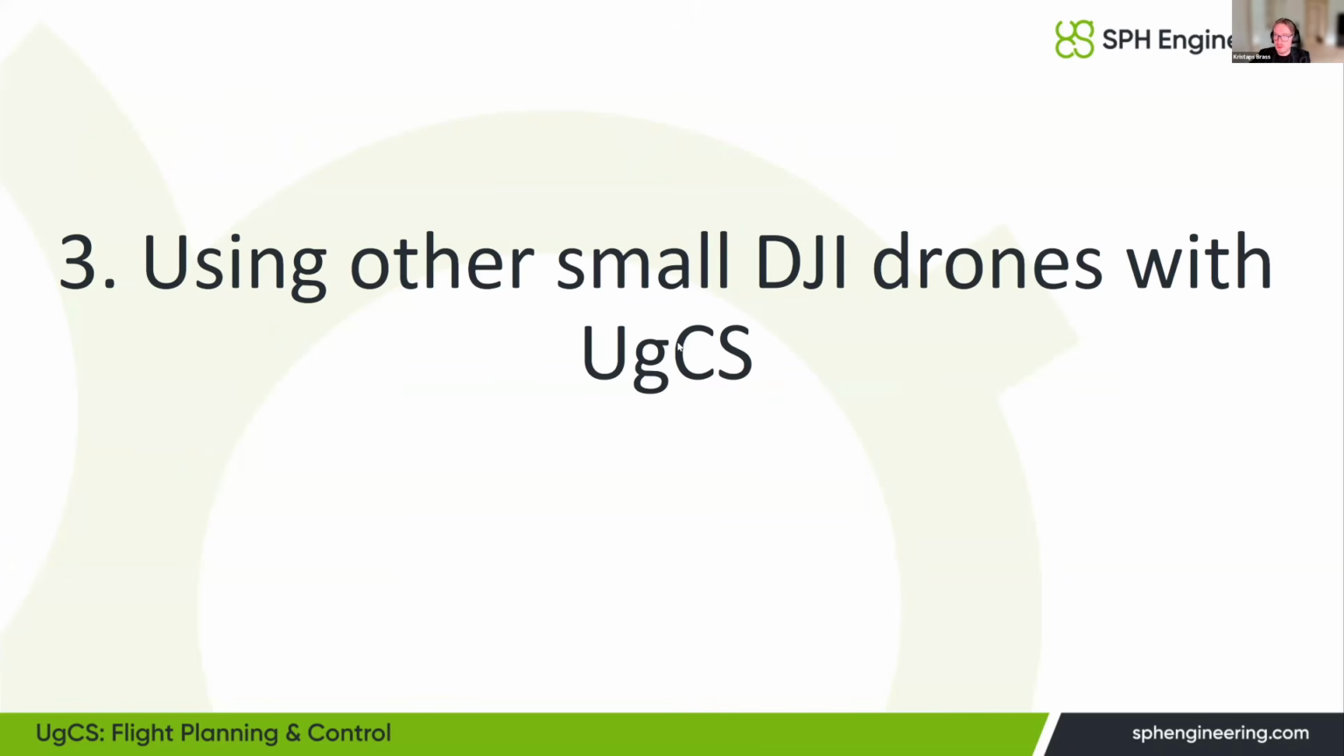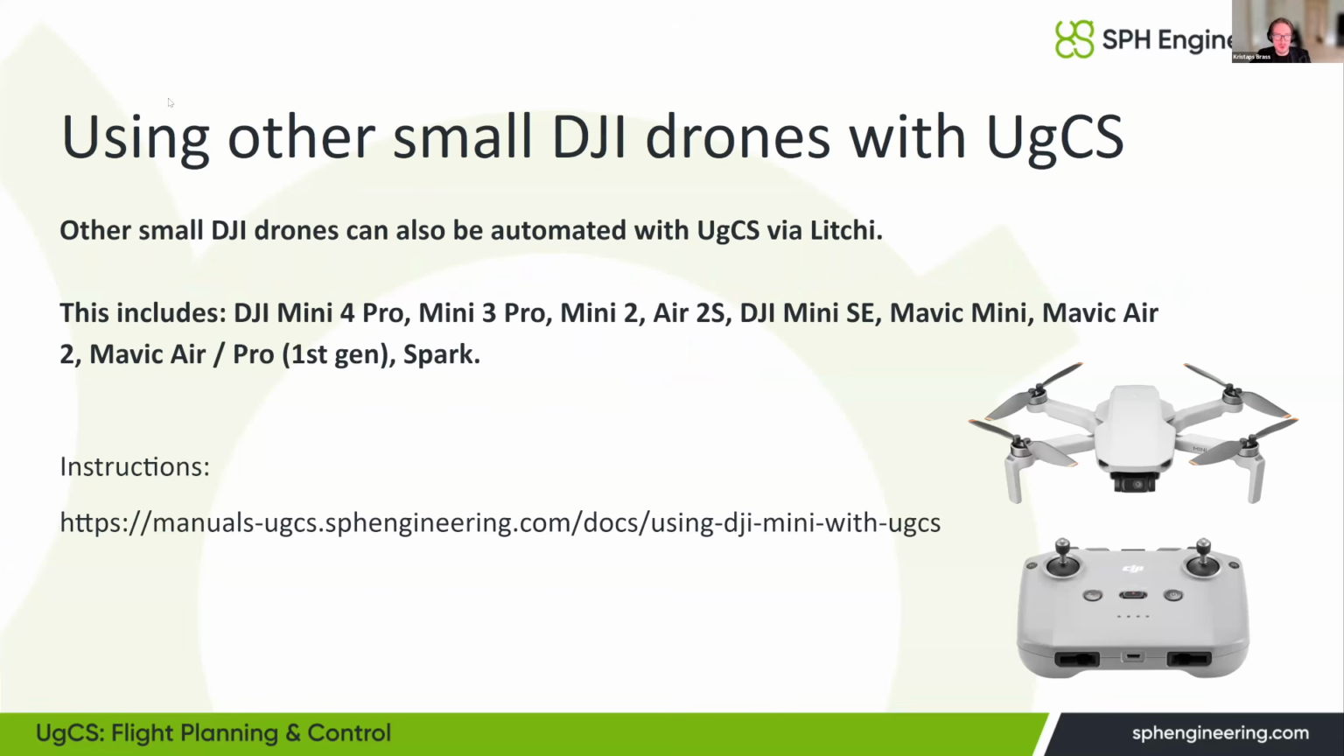But yeah, so now next section is, in case you don't have the Mini 4 Pro drone, maybe you have one of the other DJI small drones, then there is actually a way you can use it on automated missions with UgCS. And I'll try to explain a bit about how this usually works. So this can work through using UgCS together with Litchi, which I'm sure many of you are probably also familiar with. So these are the current drones that are supported through the Litchi app.